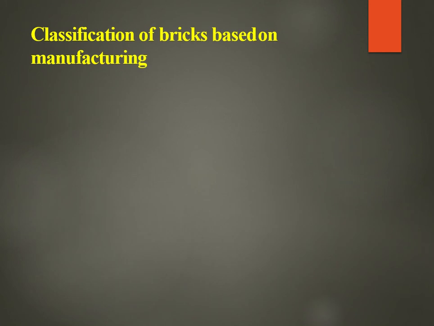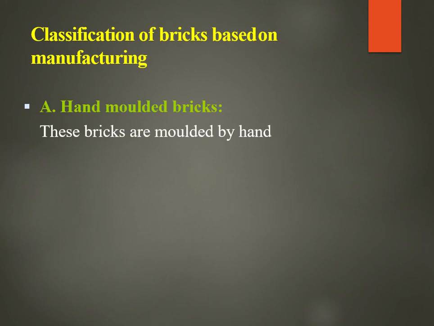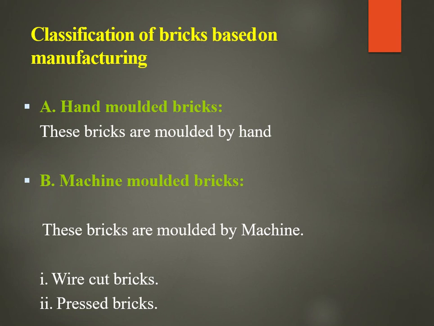Next is classification based on manufacturing. If you remember in the manufacturing process, I told you we have the operation called molding operation, and in that we have hand molding and machine molding. If the bricks are molded with the help of hand, then it is a hand molded brick. If the bricks are molded with the help of a machine, we call them machine molded bricks. In machine molding, we talked about two types: plastic clay machines and the dry press method.